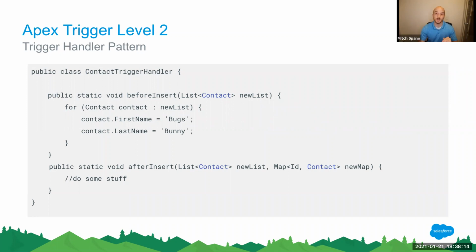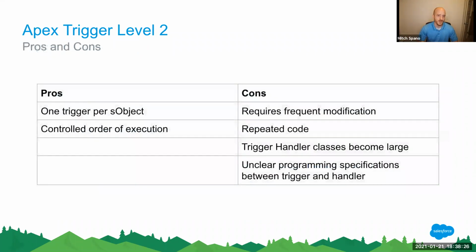And to be honest with you, this is probably one of the most common things you'll see in the Salesforce ecosystem. Triggers written at level 2, where they just pass everything to the trigger handler and let it take care of everything. So this is good because you do only have the one trigger per SObject. You have controlled order of execution because you have that single injection point.